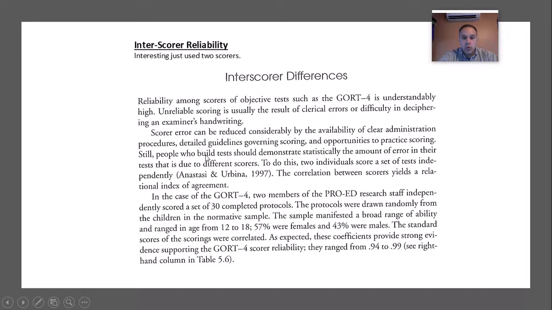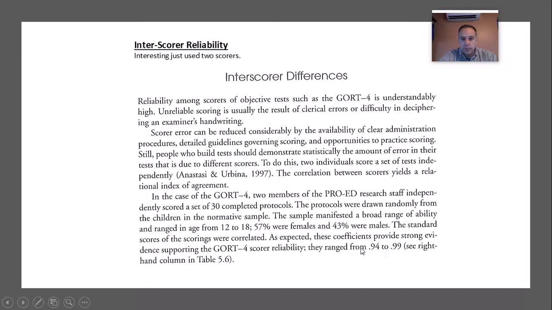So to do this, 2 individuals score a set of tests independently, and the correlation between scores yields a relational index of agreement. In the case of the GORT-4, 2 members of the ProEd research staff independently scored a set of 30 completed protocols, and the protocols were drawn randomly from the children in the normative sample.